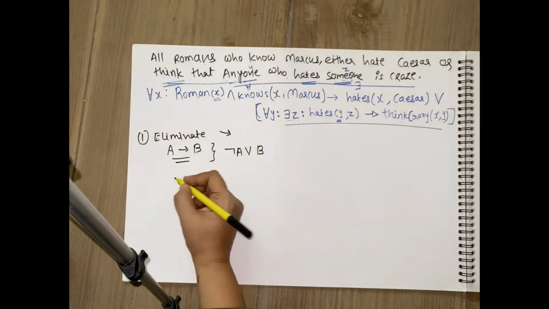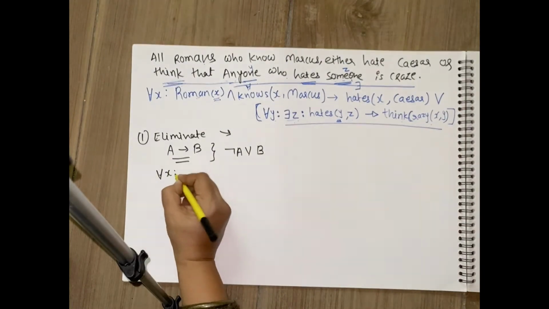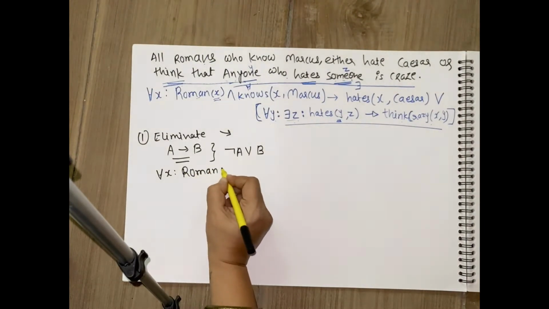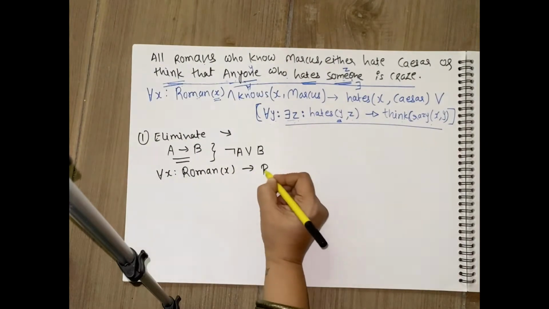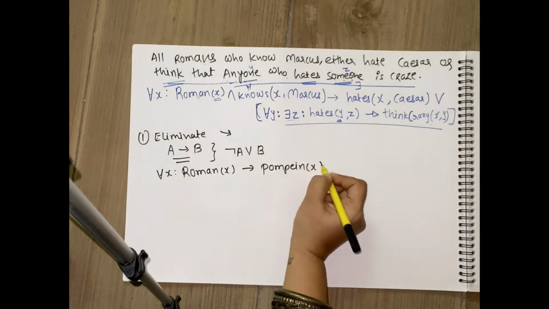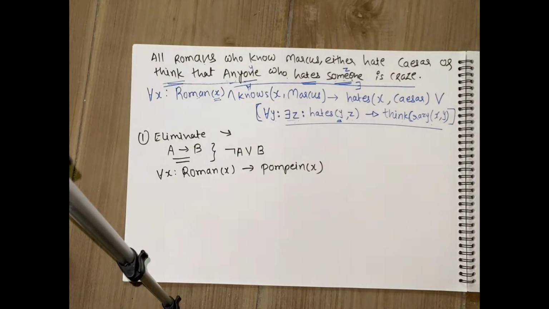So let us take one example. If I say for all X, Roman X implies Pompeian X. Suppose this is the statement given to you. For all X, if X is Roman, then X is Pompeian also. Suppose it is the implication given to you. How can you convert it to this notation?